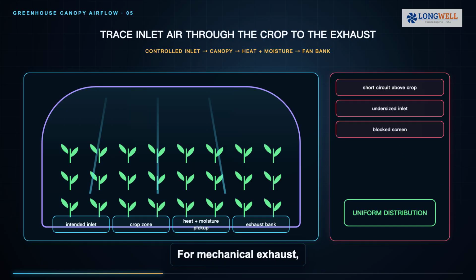For mechanical exhaust, trace the full route. Outside air enters through the intended shutters, travels across and through the crop zone, picks up heat and moisture, and leaves through the exhaust bank. If an inlet sits too close to a fan, air can short-circuit above the crop. If inlet area is inadequate, static pressure rises and delivered airflow falls. Uniform distribution matters as much as total volume.